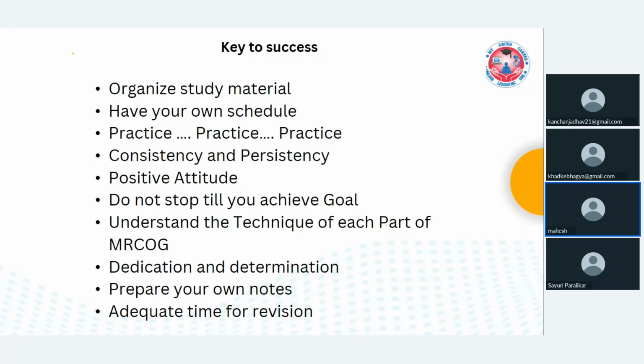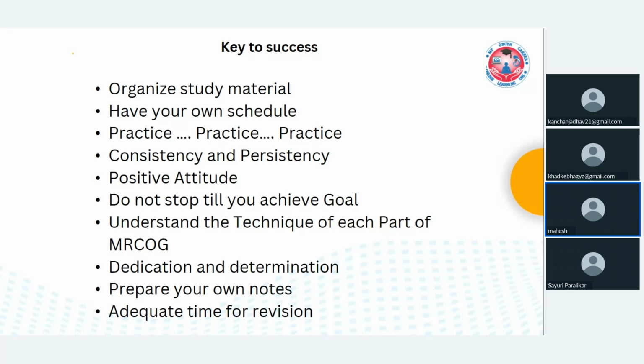Okay, understand the technique of each part of the MRCOG. All three parts have a different way of preparation. So if you have the same kind of preparation for each part, that will not work. You need to understand what is expected in part 1, and what should be the strategy for part 1. Same thing, what is expected and what should be the strategy for part 2. Okay, so the strategy of preparation also differs in each part, that you need to understand.